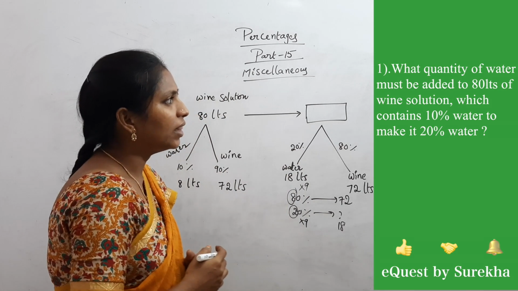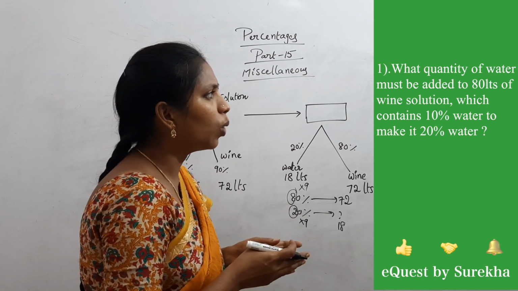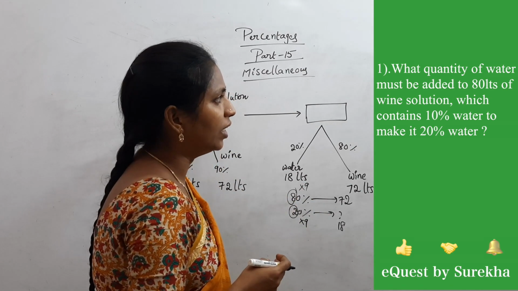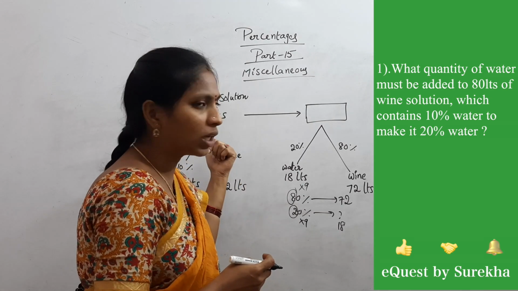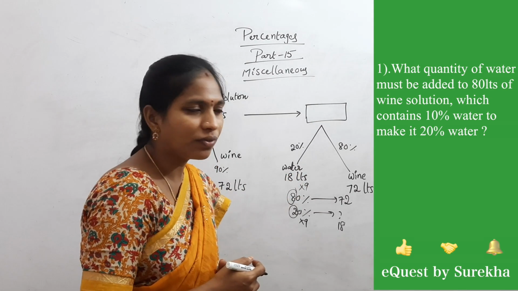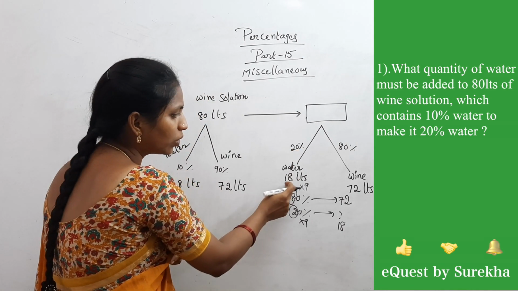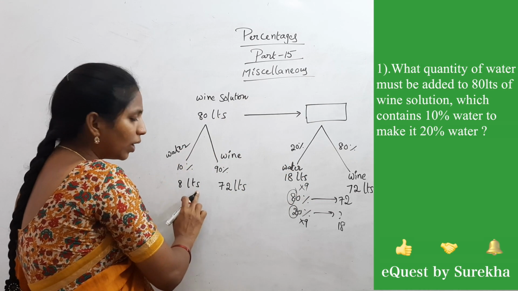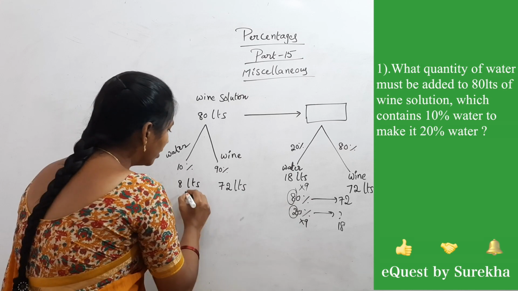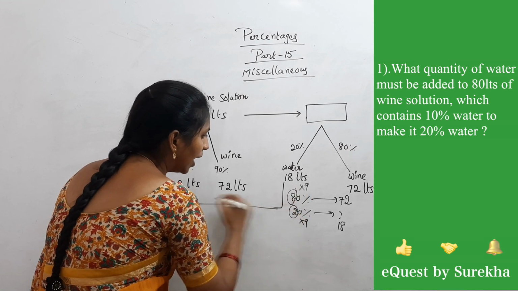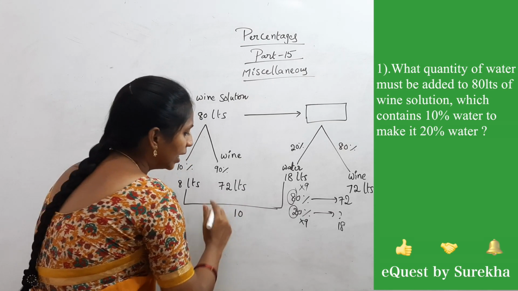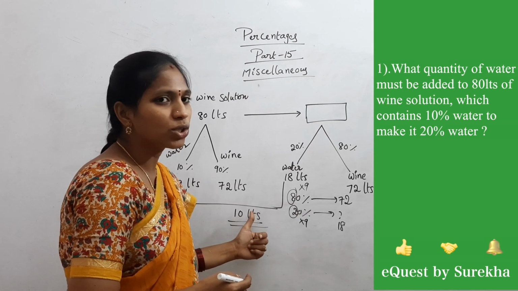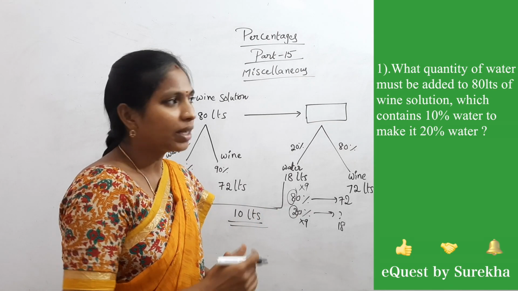18 liters. But in the question, what quantity of water must be added to 80 liters of wine solution which contains 10% of water to make it 20% of water. See here, 20% is equal to 18 liters of water, but here 10% is equal to 8 liters. How much water we should add? 8 becomes 18, so we have to add 10 liters of water. What is the answer? 10 liters of water. Now move to the next one.